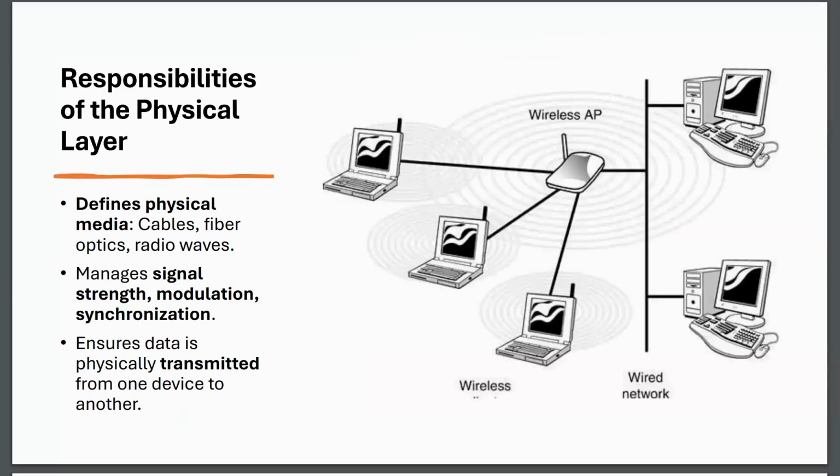Let's take a look at some of the main responsibilities of the physical layer. First, it defines the physical media used for communication, such as cables or radio waves. Next, it manages the signal transmission, which includes modulation and how strong the signal needs to be to reach the destination. It's also responsible for ensuring that data is transmitted correctly between devices without interference.